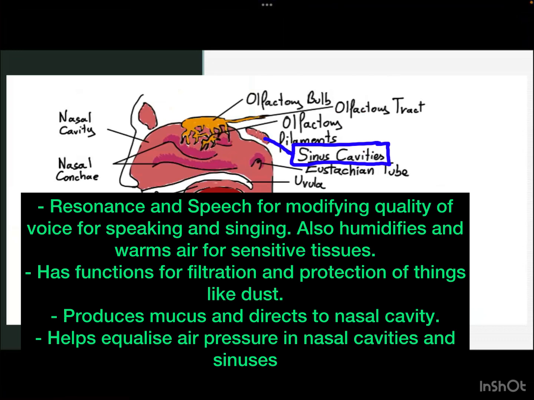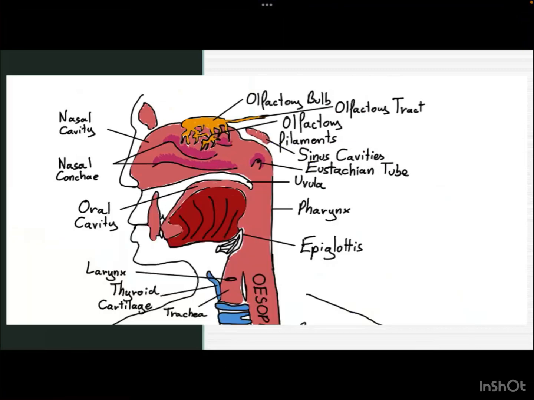One of the functions is that it helps to equalize air pressure in the nasal cavities and sinuses, allowing for more comfort during altitude changes. An example of this would be when climbing a mountain. Climbing mountains, you would have changes in pressure, and essentially this structure helps to make the changes more comfortable.